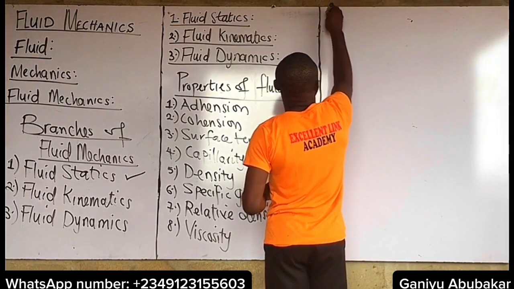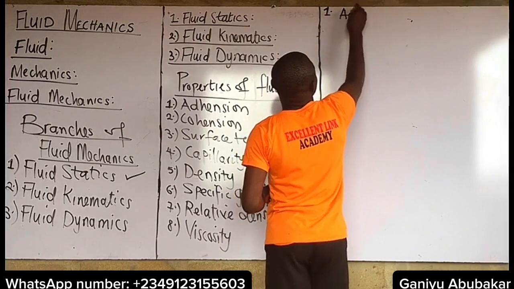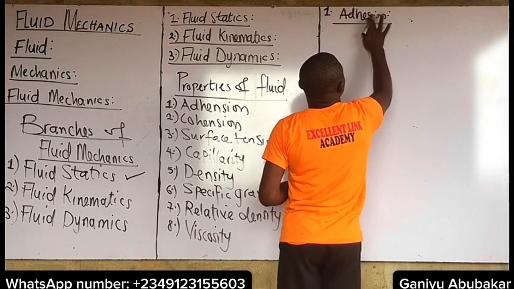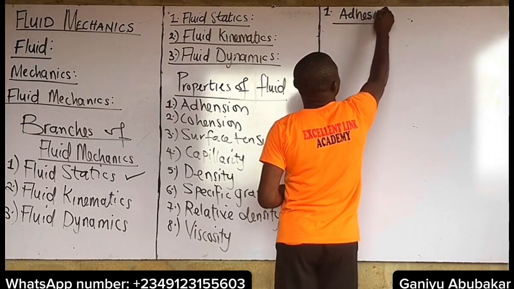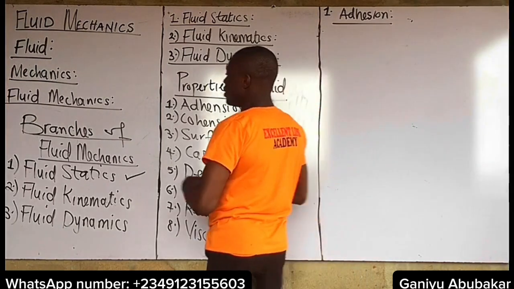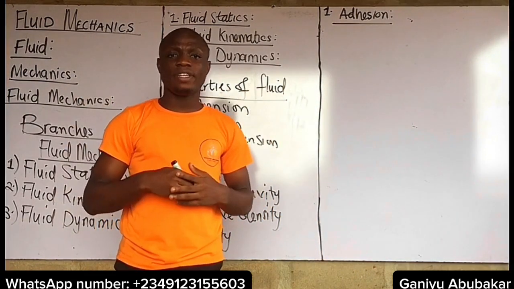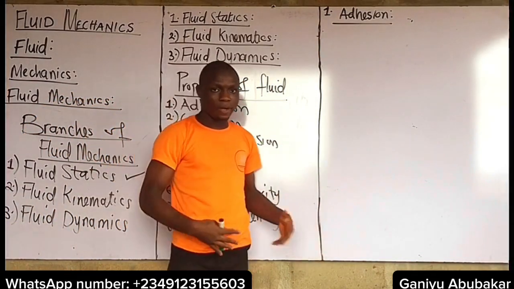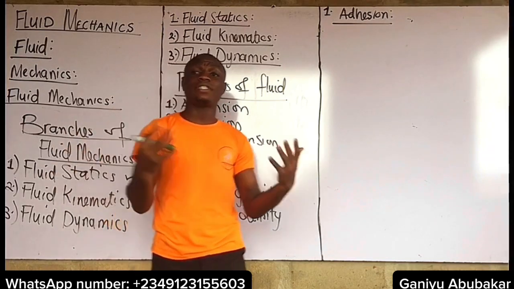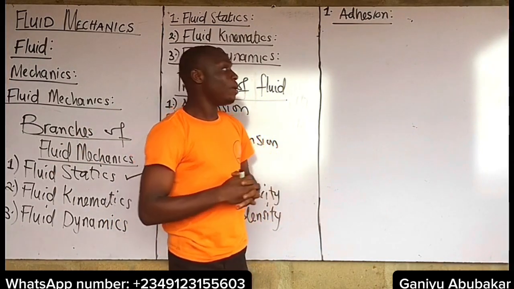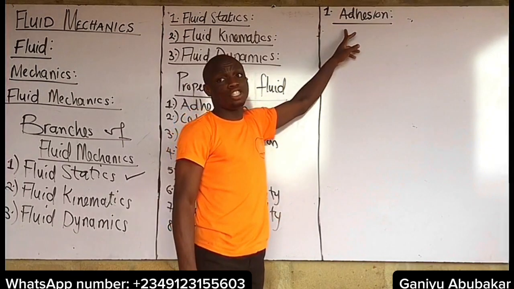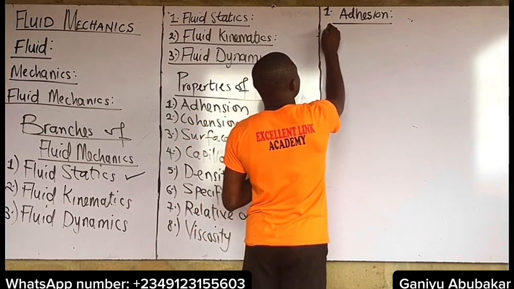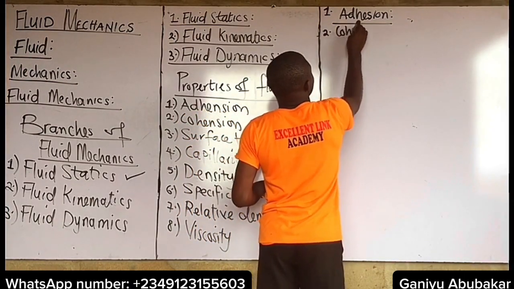Let's start with number one, adhesion. Definition: this is a phenomenon where substances which are different stick together. So when different substances combine together as one, it is said to be adhesion. So adhesion is simply a phenomenon where substances which are different stick together.